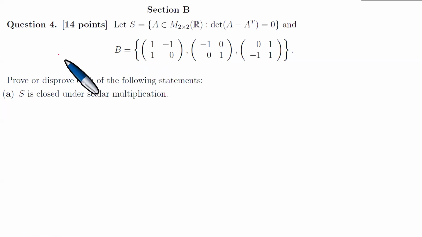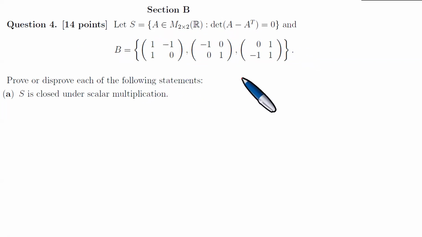Section B has question 4 in it, and it was actually out of 14 points. We let S be the set that contains matrices A, which are elements of the vector space of 2 by 2 matrices with entries in R, such that the determinant of A minus A transpose equals 0, and the set B of 2 by 2 matrices is given. And obviously, this is very interesting.